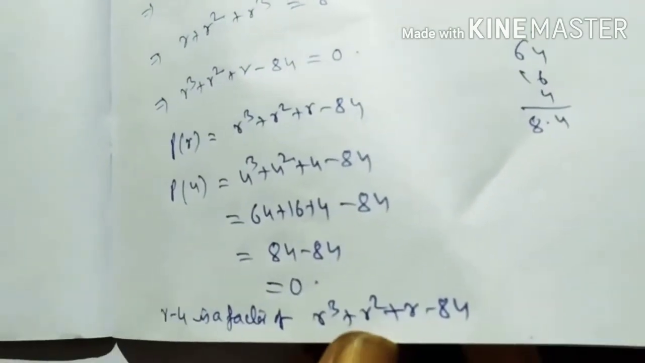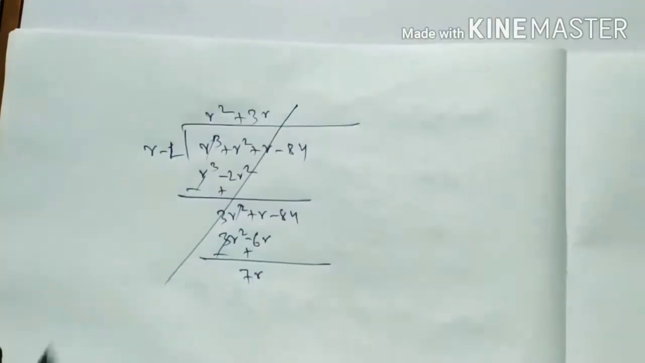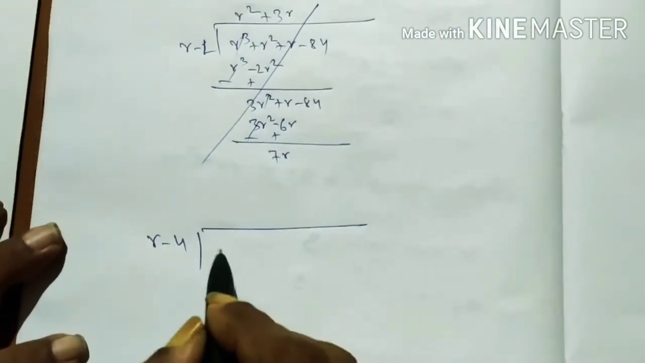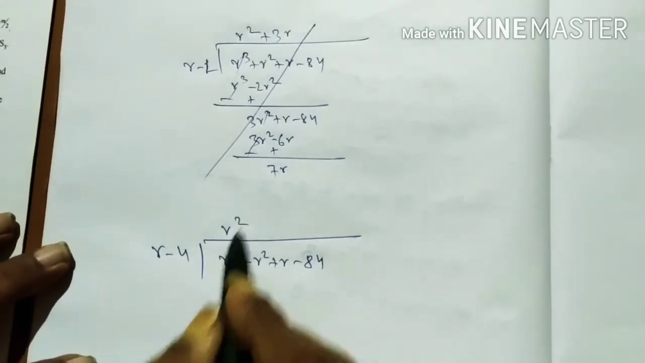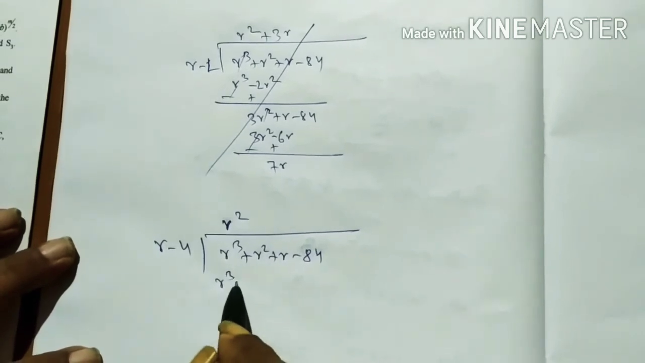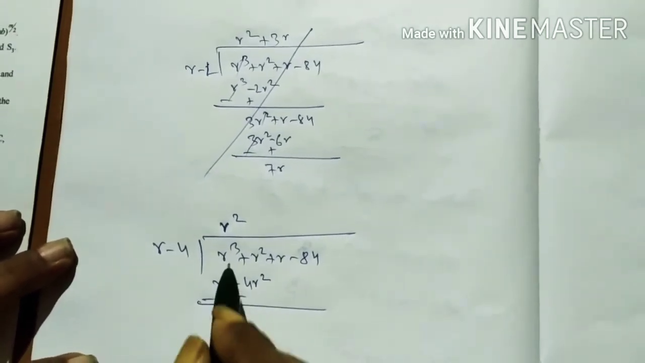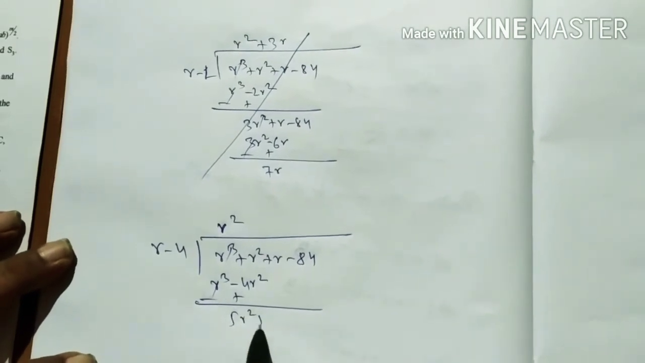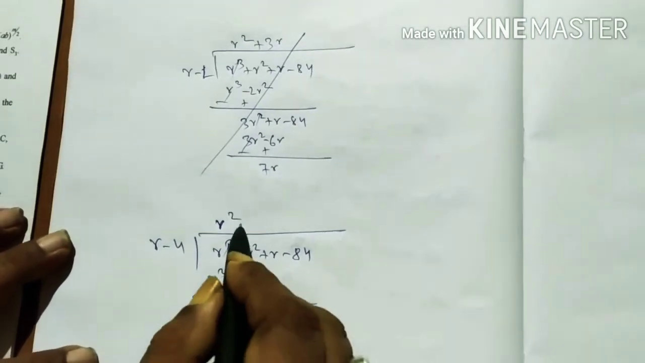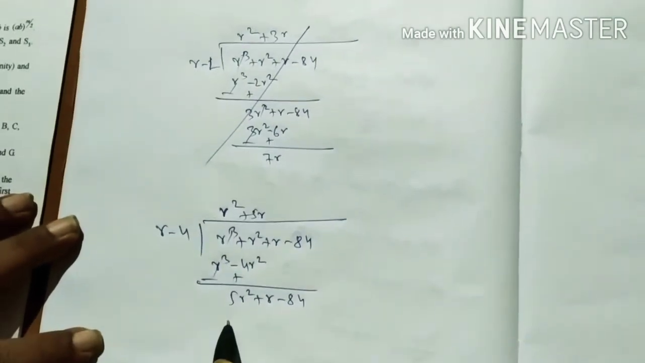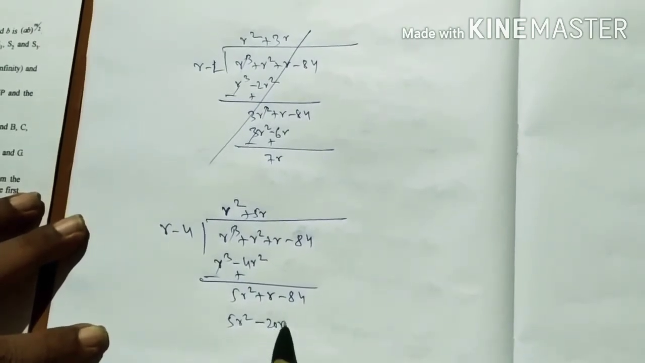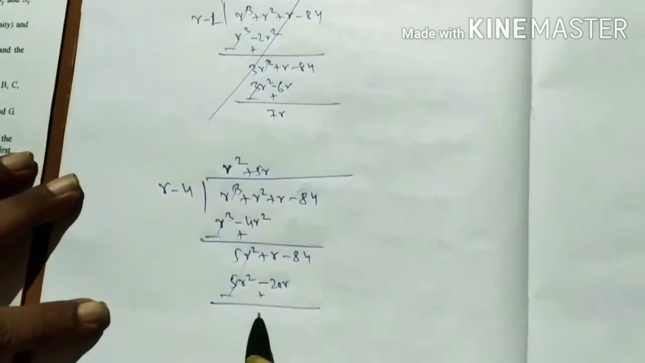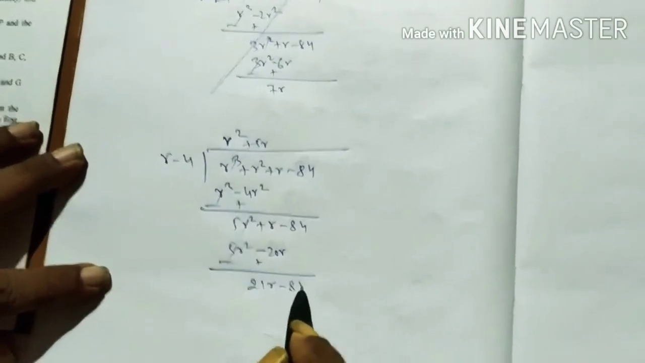84. What is the mistake here? This is 4. Sorry. 4 divided by r cube plus r square plus r minus 84. So r square, this will be equal to r cube minus 4r square, and this cancels out, 5r square plus r minus 84. So plus 5r, that is 5r square minus 4, 5 fours are 20r. So minus plus, this cancels out, 21r minus 84.